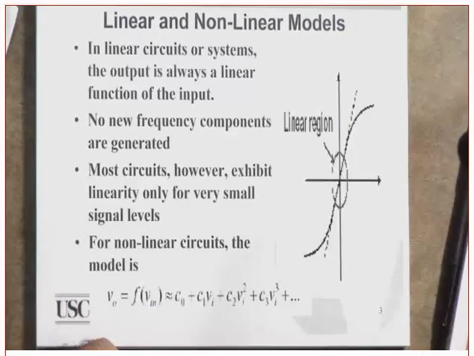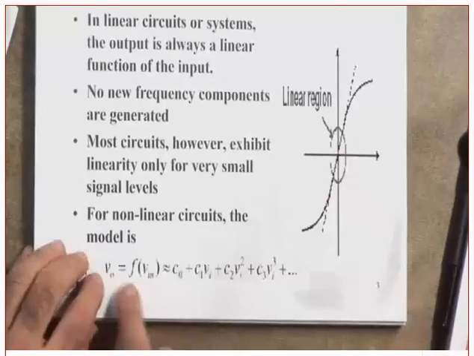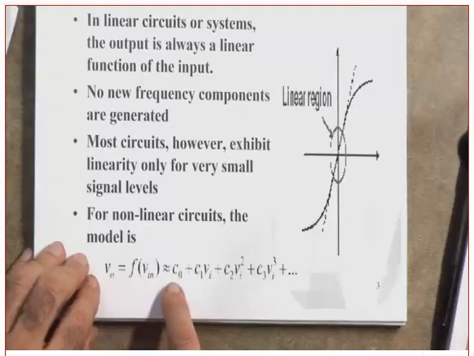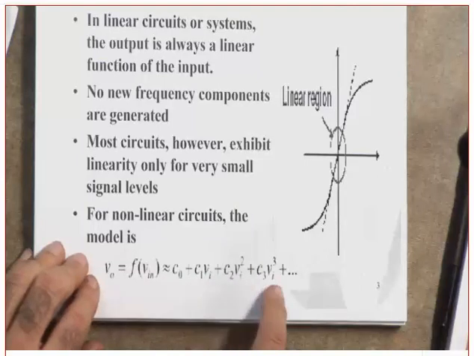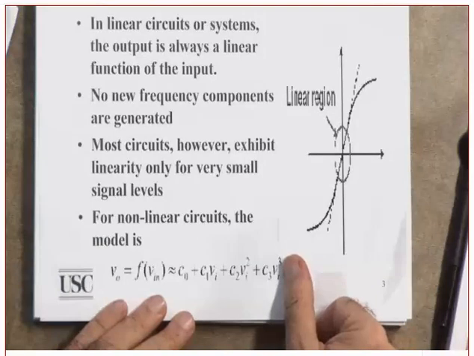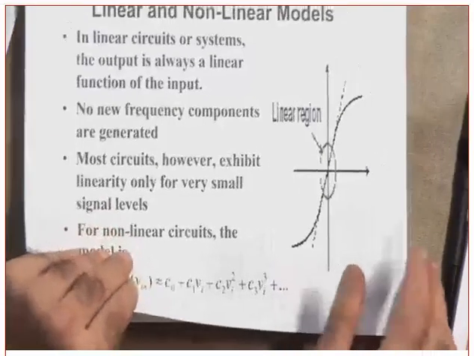The way we model the nonlinearity is to say that the output V naught is a function of the input. This is not a frequency. This means a function of the input voltage. The output voltage is a function of the input voltage, which is equal to C sub 0 plus C1 VI plus C2 VI squared plus C3 VI cubed, and so on. As I told you, we are going to limit ourselves up to the third order nonlinearity. Clear? The third order nonlinearity.